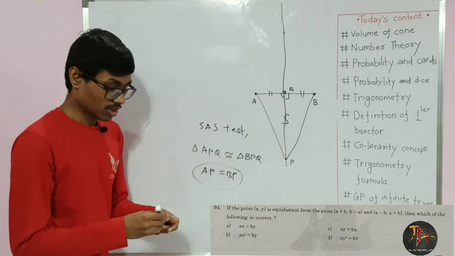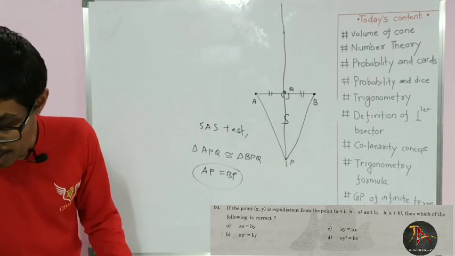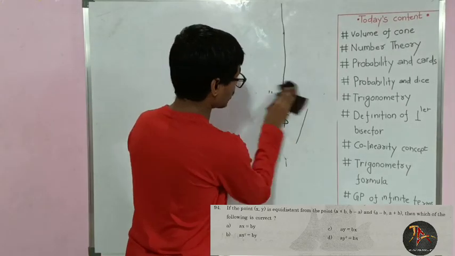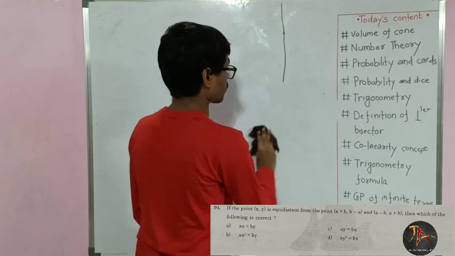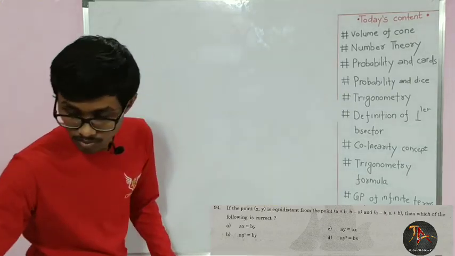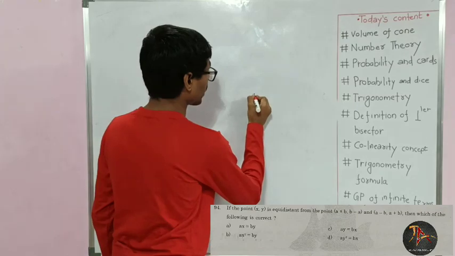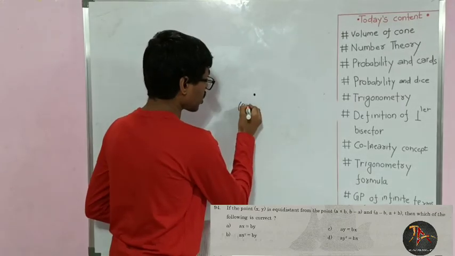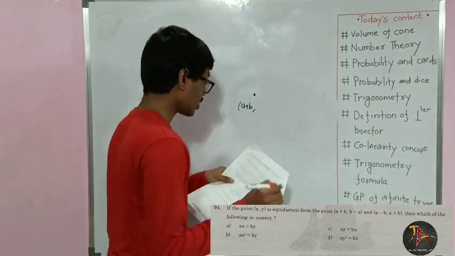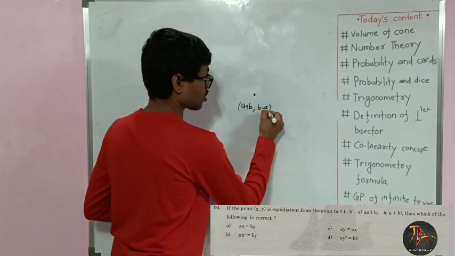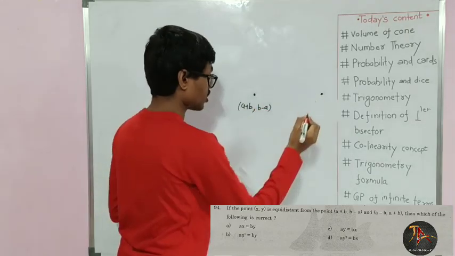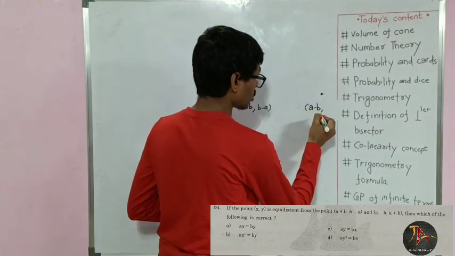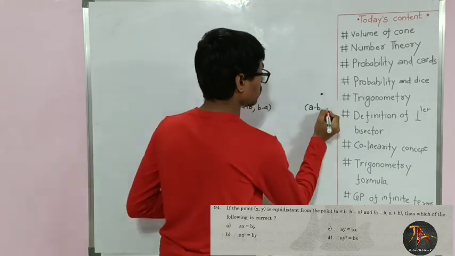Now in this question, let me draw the diagram again. They have given that one point is there, its coordinate is a plus b comma b minus a. They have given another point such that its coordinate is a minus b comma a plus b.